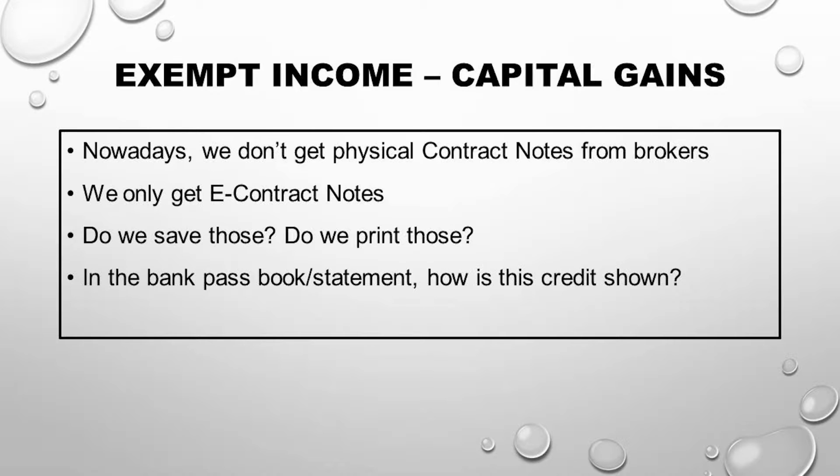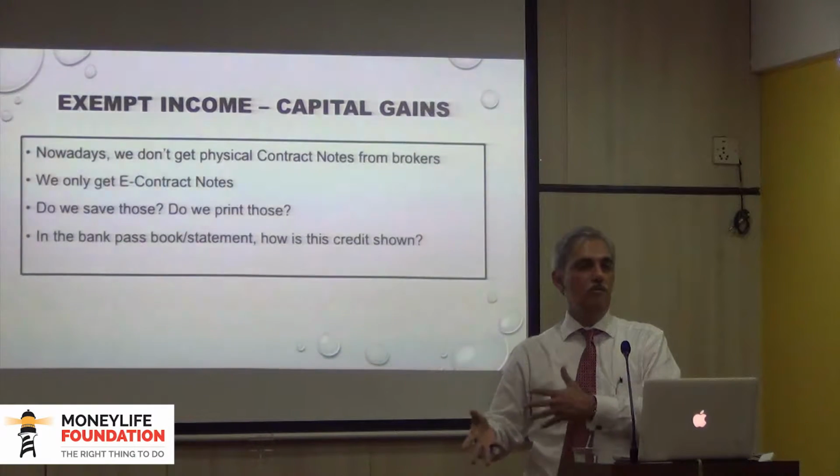Do we save those? Do we print those? Is the question, just as that was a question in case of dividend warrants. In the bank passbook or a bank statement, how will that appear? So when your broker gives you a check for selling 100 shares of Tata Steel, which you have inherited from your father and therefore are clearly long term, you get, I don't know the price, suppose 50,000-60,000, which you deposit in your bank account. In your bank statement, the only thing that will appear is clearing. Every bank has an innovative way of showing something without telling you what it actually is.